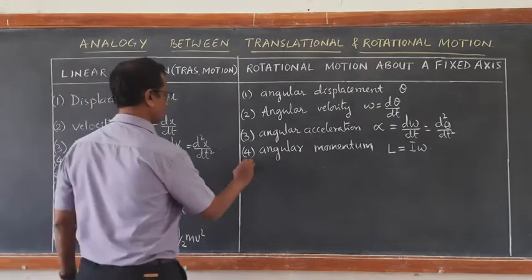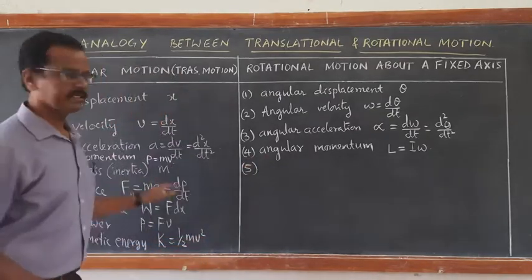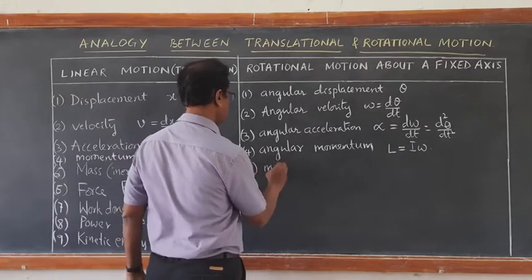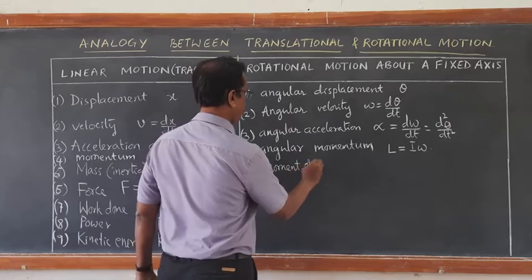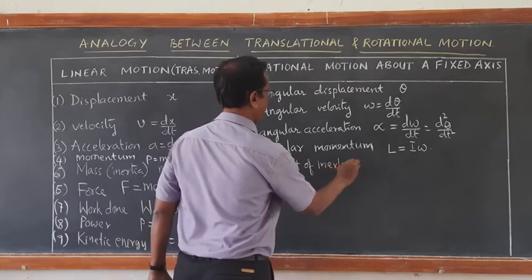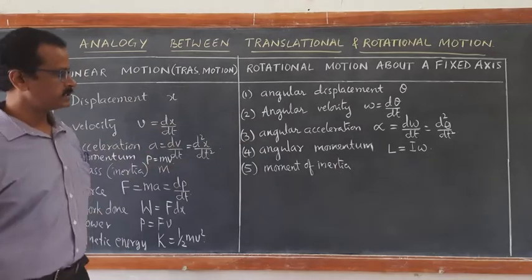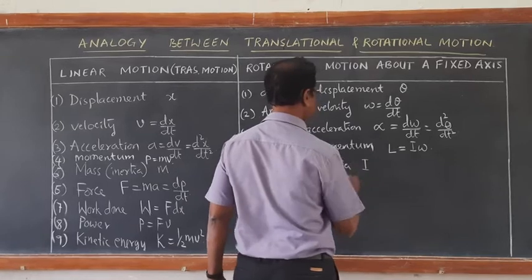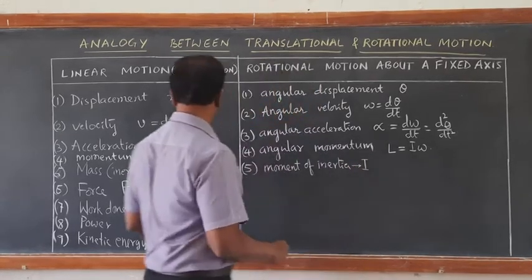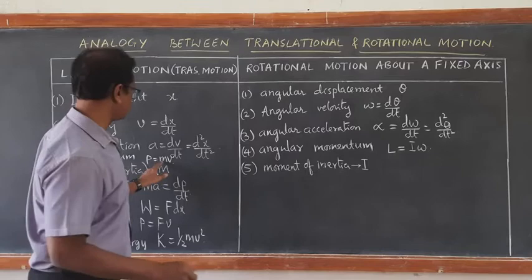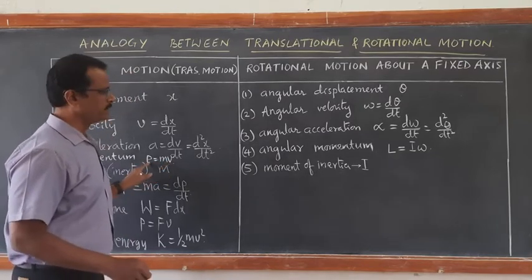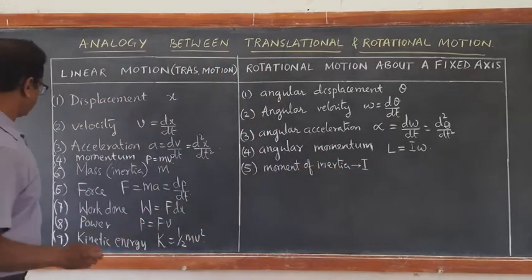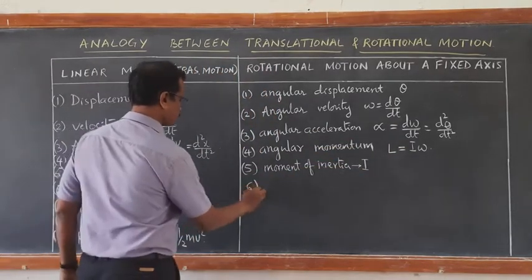Fifth one: mass is the measure of inertia in the case of linear motion, and moment of inertia is rotational inertia. The inertia of the rotating body is measured as moment of inertia, denoted by I. So I into omega: mv gives us linear momentum, I omega gives us angular momentum. That's all. Now the next one is force.